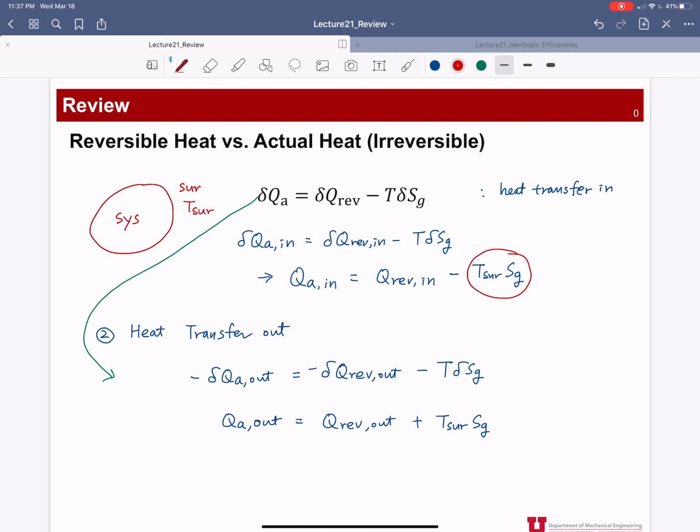So when there is heat transfer out from your system to the surroundings, which is not desirable because heat loss is not good, the actual heat loss is always greater than the reversible heat loss, and the difference between these two can be calculated by T surroundings times entropy generation.